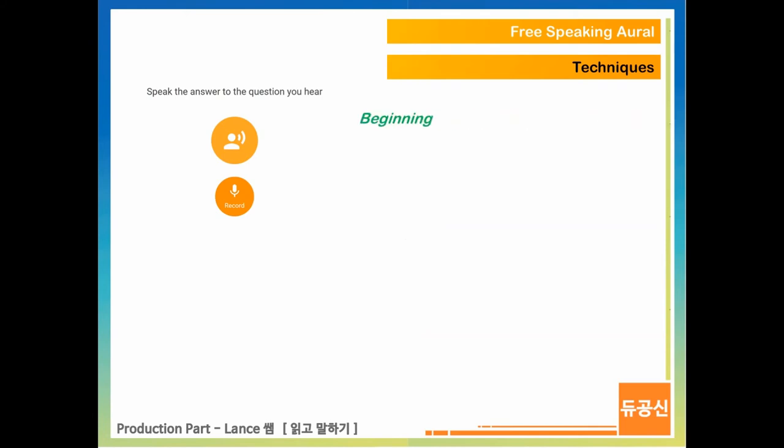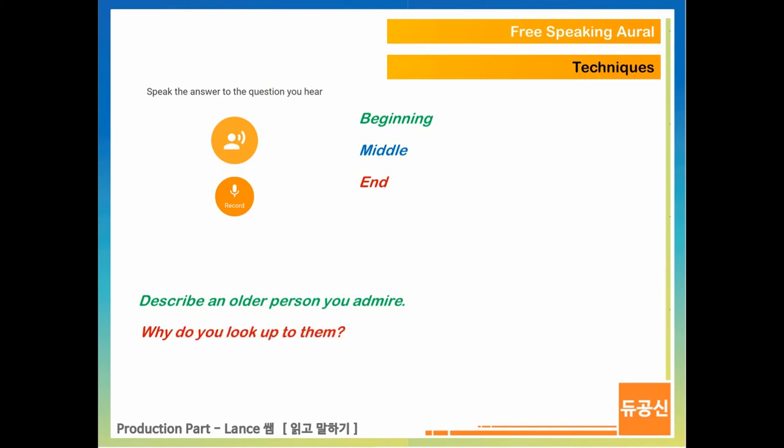Okay? Most people will listen to the beginning. Try to capture the beginning part of the recording first, or the listening first. Then they'll try to capture the end, and then they'll listen to the middle. So for example, the beginning part of the statement said, describe an older person you admire. The ending, why do you look up to them? Why do you respect? Why do you look up to them? And the middle stated, how long have you known them?